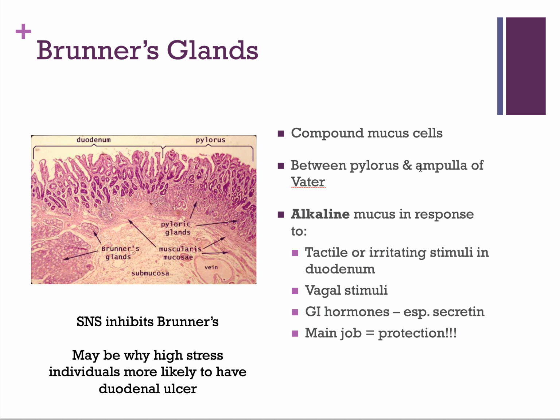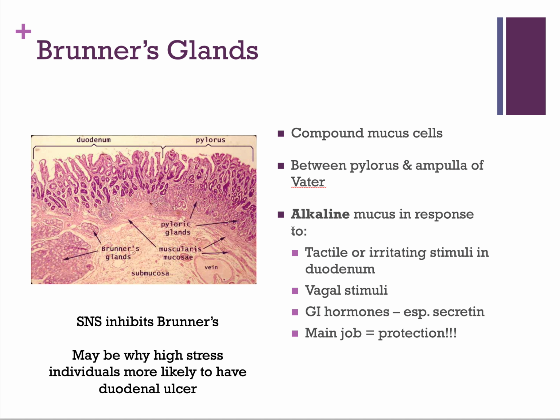Between the pylorus and the ampulla of Vater is where we find most of these. And this alkaline mucus is made when there's something touching, like the duodenum, meaning the presence of food. And it's also stimulated when something is irritated in the GI tract so that it aids in the movement of that item out of the body. It's also encouraged when the vagus is active and squirting acetylcholine on it.